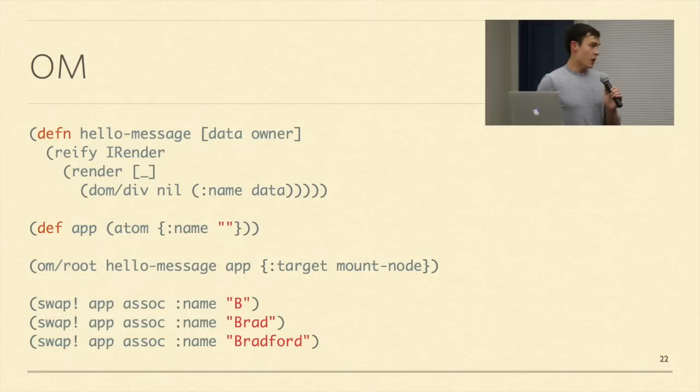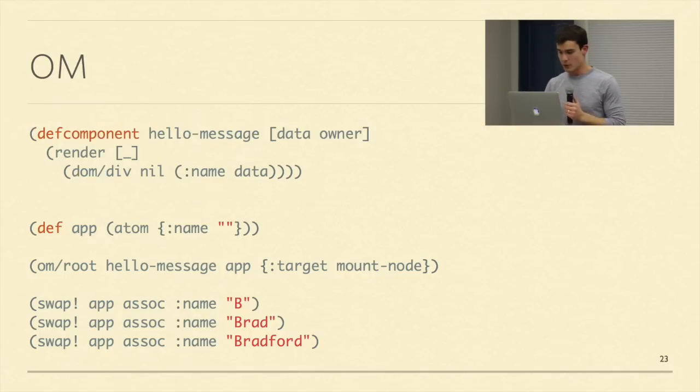So just an example of what Om syntax might look like. We have some component that looks vaguely similar to the component on the front page of React. It's a hello message. It just has a render method that renders a div with the name that you give it in the data. So what we can do is create our app state, mount that component to some node, and then we can change our app state, and we would expect that the data on the page will render with the data that we give it.